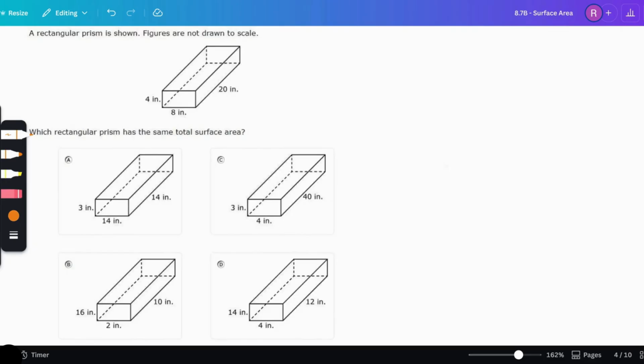This is a rectangular prism. A rectangular prism is shown. Figures are not drawn to scale. Which rectangular prism has the same total surface area? So what is the surface area of a rectangular prism? That will be 2 length times width, plus 2 length times height, then plus 2 height times width.